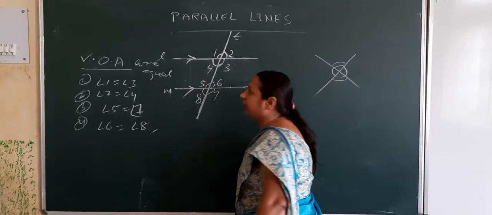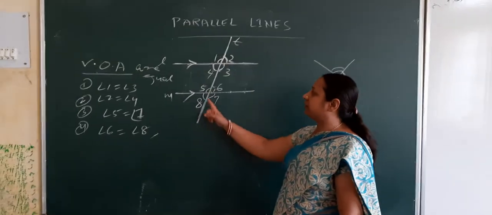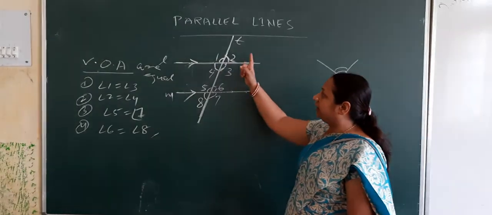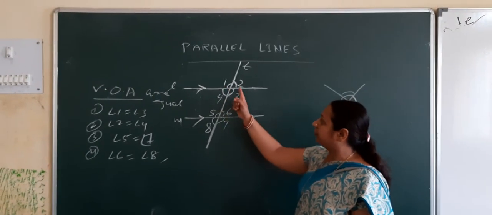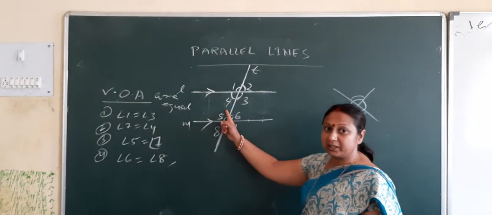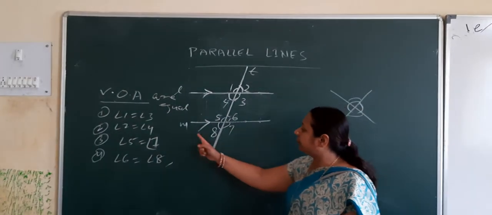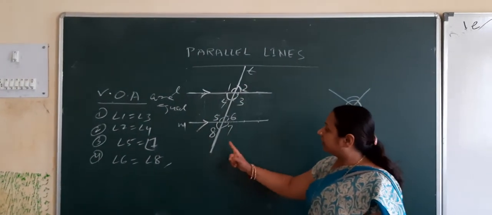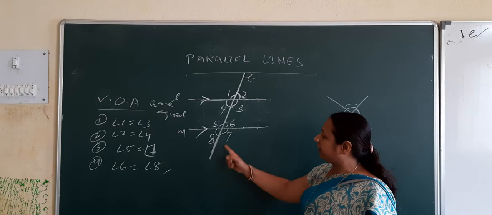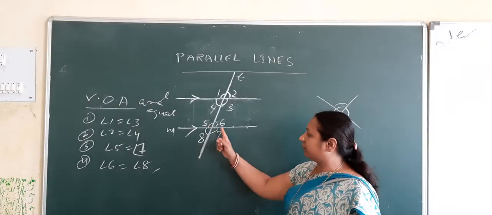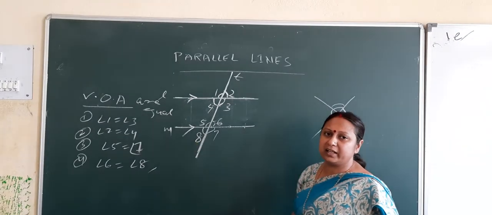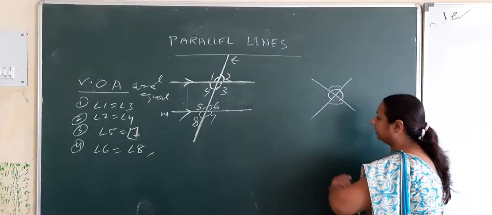These are vertically opposite angles. Here transversal T and line L intersect each other. That's why angles 1 and 3 are vertically opposite angles, and 2 and 4 are vertically opposite angles. And line M is intersected by line T, and here angle 5 and angle 7 are vertically opposite angles, and angle 6 and angle 8 are vertically opposite angles.